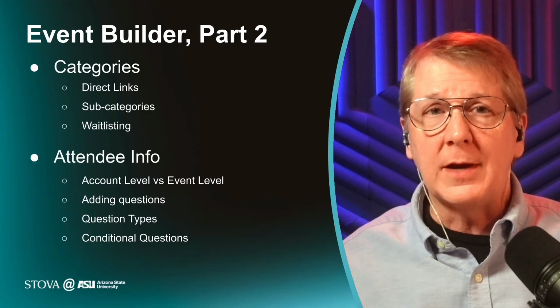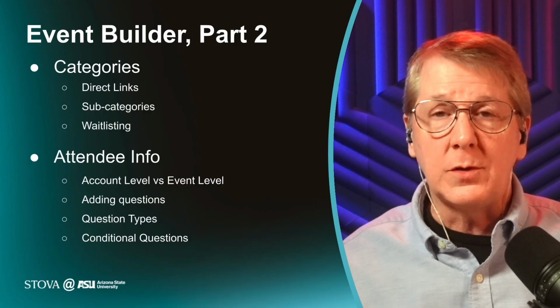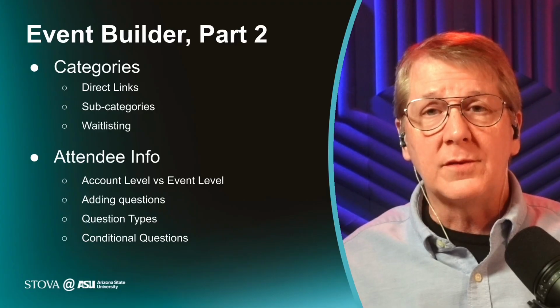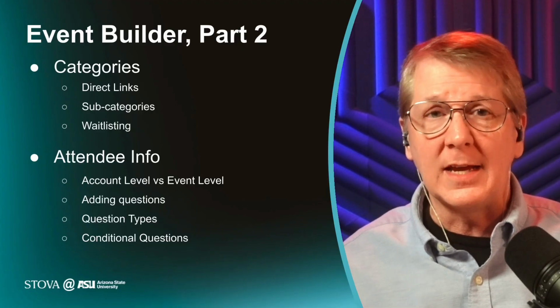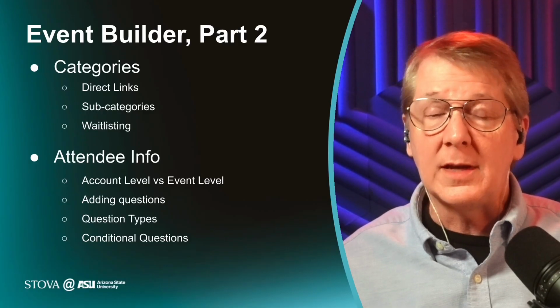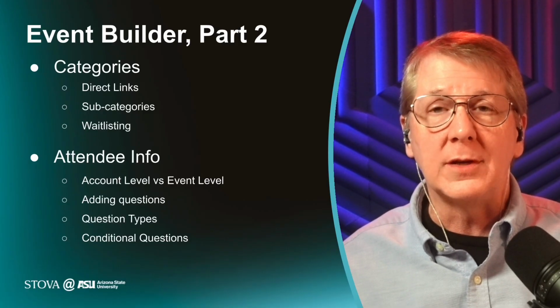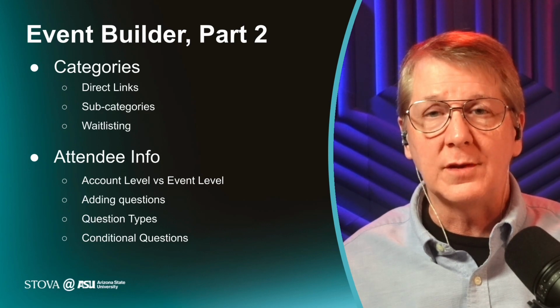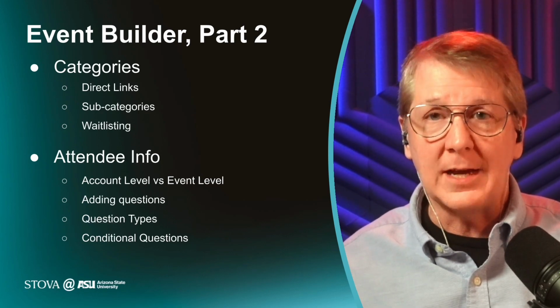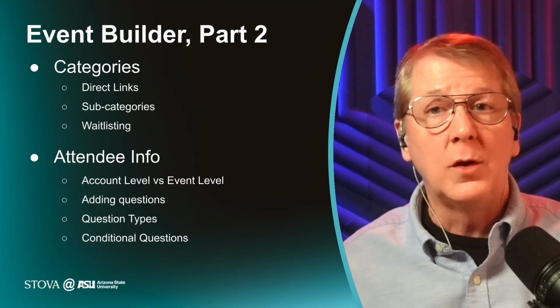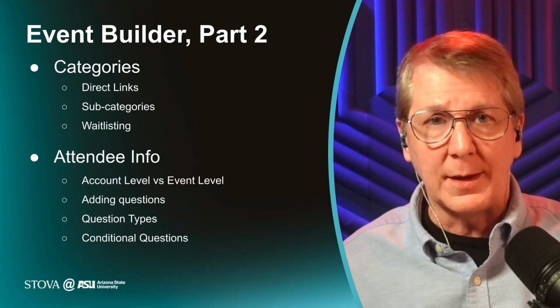And we'll also talk about how categories can be used well in other parts of the system, such as registrant rules, modifications, and waitlisting. And the other portion of our webinar today is attendee info questions, which is what you use to create the form that your attendees will fill out during the registration process. What questions do you have for them?